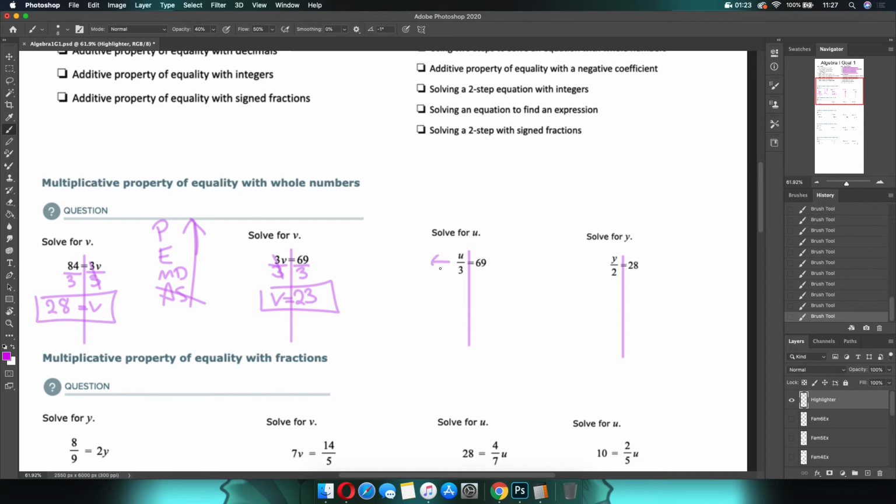Now this is the one where a lot of kids get a little bit stuck. But the thing is that you read this as division. All you're doing is U divided by 3 equals 69. Well, what's the opposite of division? Multiplication. So times 3, times 3. So U equals 207. There we go. My human calculator brain is working.